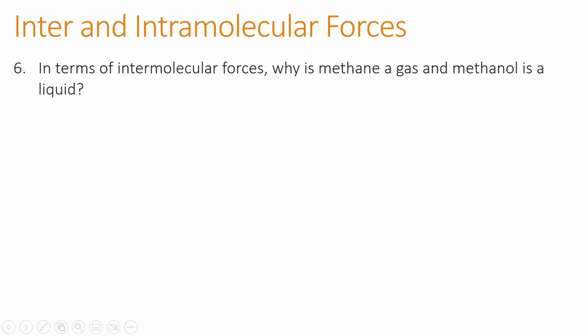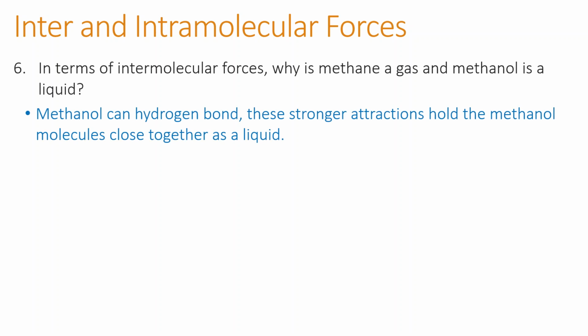So why is methane a gas, but methanol is a liquid? Methanol can hydrogen bond, and these stronger attractions make methanol stickier than methane, holding the molecules close together as a liquid. So methanol is going to be a liquid at room temperature because it has stronger intermolecular forces holding it together as a liquid.